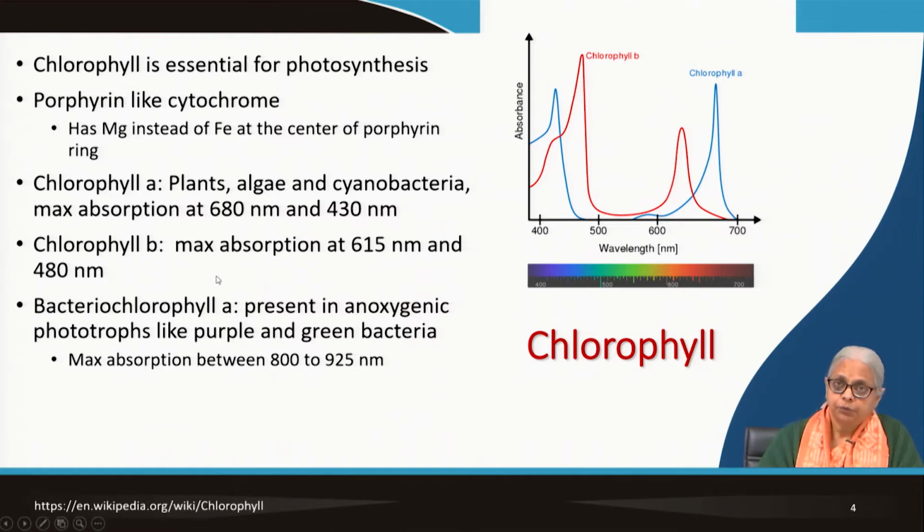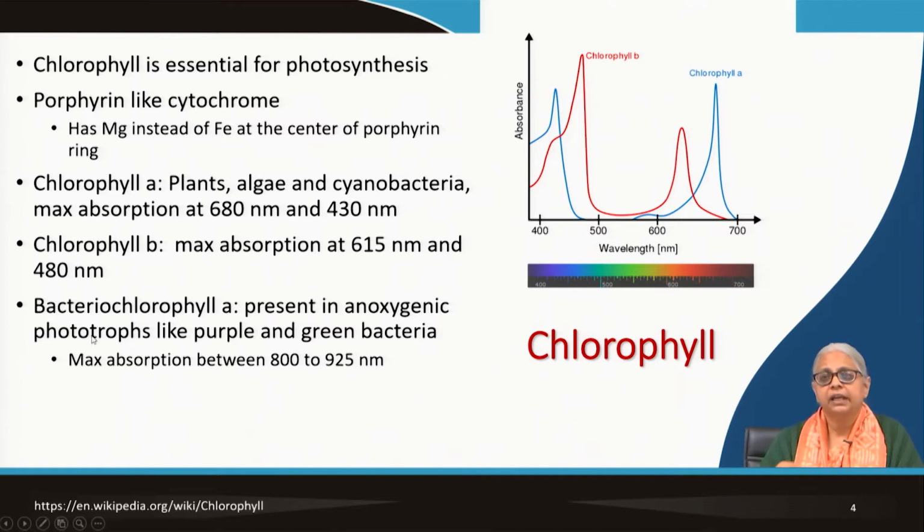If you remember again from cell chemistry as well as biology, I was talking about cytochromes, and cytochromes are porphyrins. Similarly, chlorophylls are also porphyrins, and instead of having iron at the center of the porphyrin ring, we have magnesium at the center. So that is the basic difference between a cytochrome and a chlorophyll molecule.